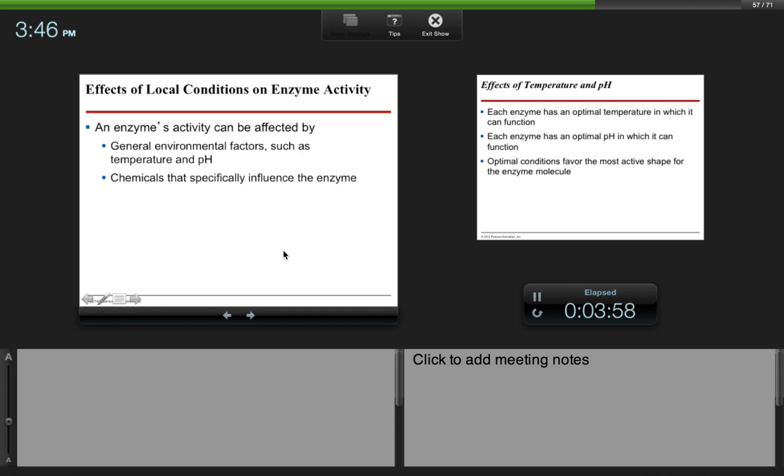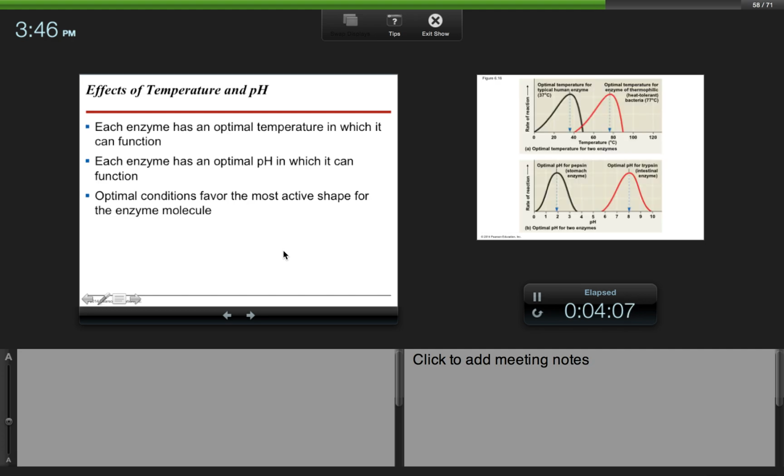An enzyme's activity can be affected by general environmental factors such as temperature and pH, and by chemicals that specifically influence the enzyme. Each enzyme has an optimal range of temperature and pH in which it can function. Optimal conditions favor the most active shape for the enzyme molecule. So basically what that means is the active site will be the correct shape in order for the substrate to be able to bind to it.